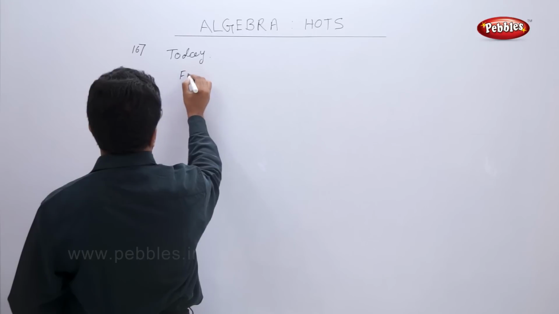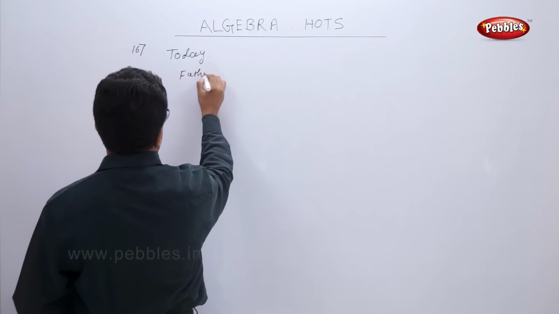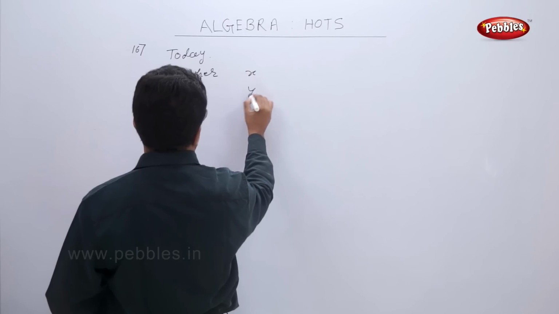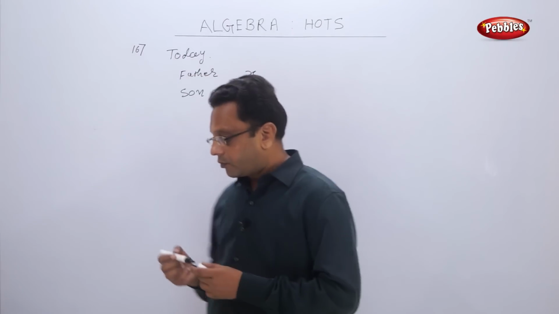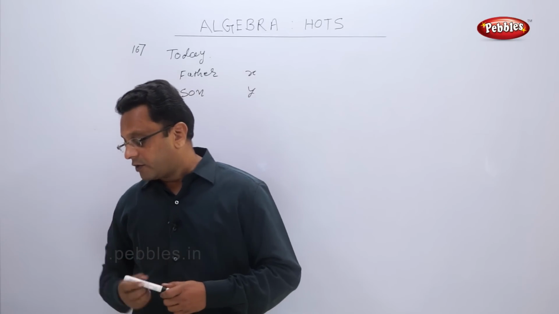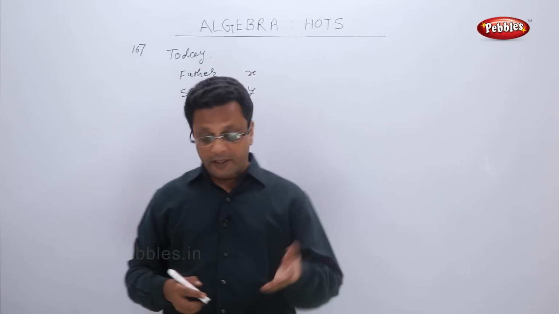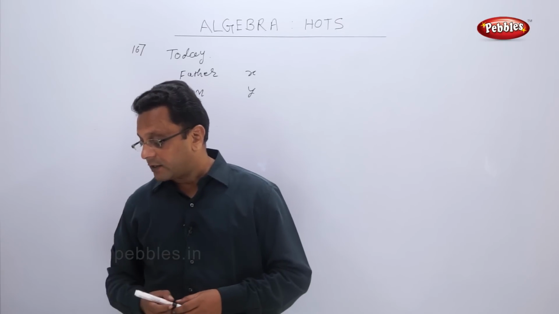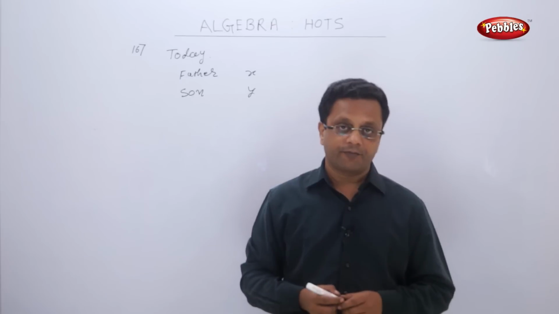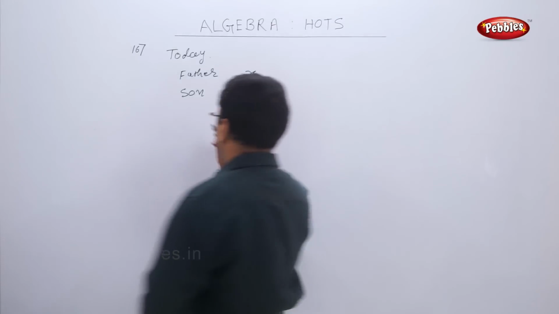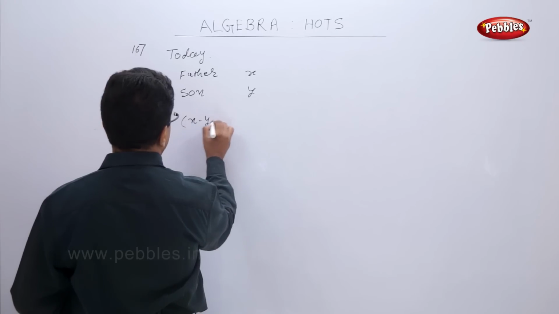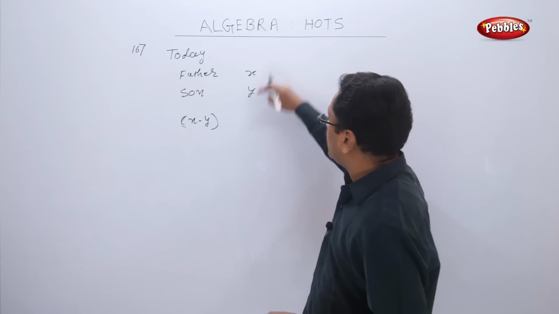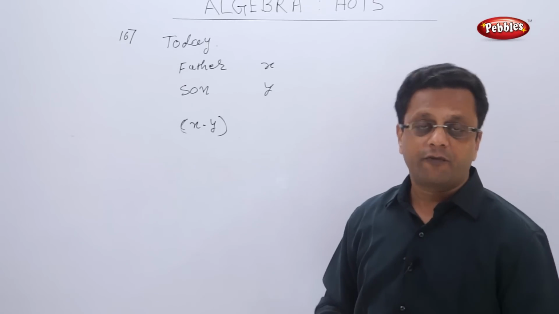Today, father is X, son is Y. The sum of their ages will be 126 when the father was as old as his son is today. Now, after X minus Y years, the son will be at the same age as his father.